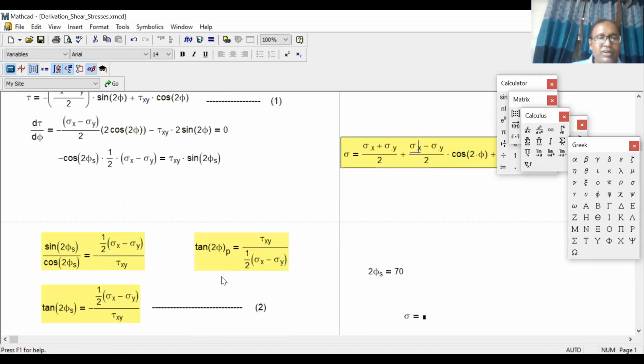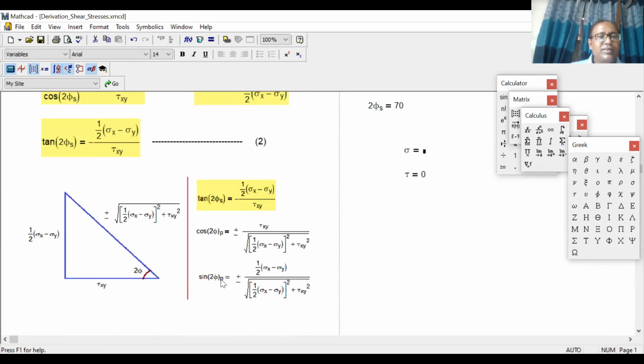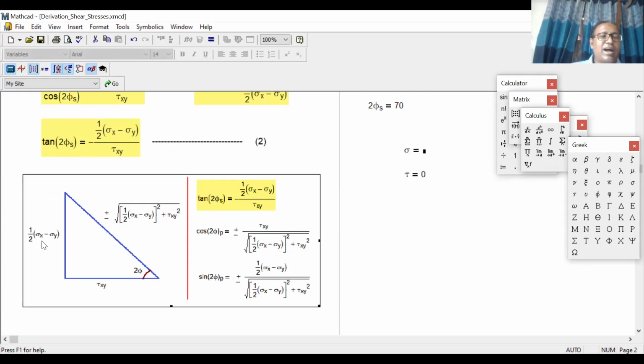So how can we do it? We say tan theta equals perpendicular by base. So this is the length, right? Half of sigma x minus sigma y, and tau xy. This is the hypotenuse. From there, you figure out cos 2 phi and sine 2 phi. And you see there is a mistake. This will be S, not P. This will be S, but this is my mistake.